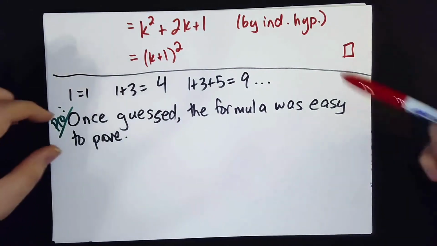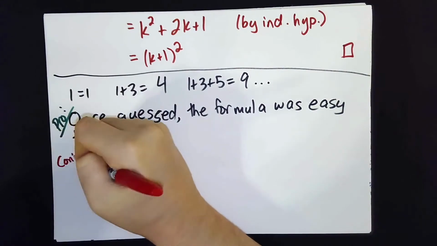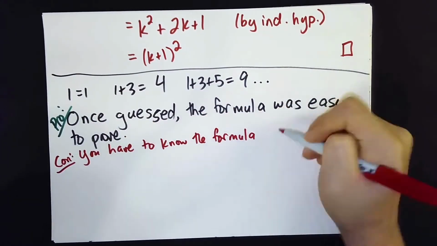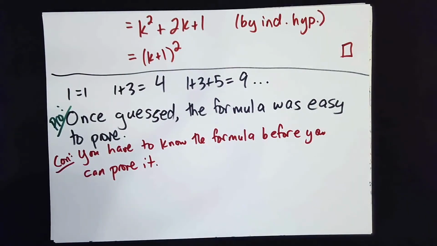However, implicit in this statement are sort of two cons. One con is that you have to know the formula before you can prove it. Now, arguably all proof methods suffer from the property that you need to know what's true in order to prove it, because you need to know what it is you're trying to prove. But induction suffers this much more than other proof methods.